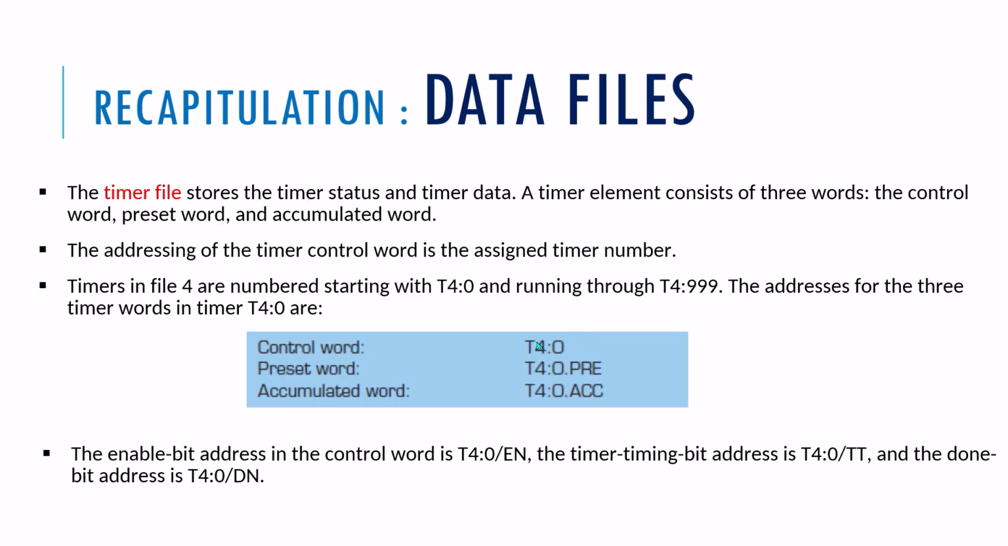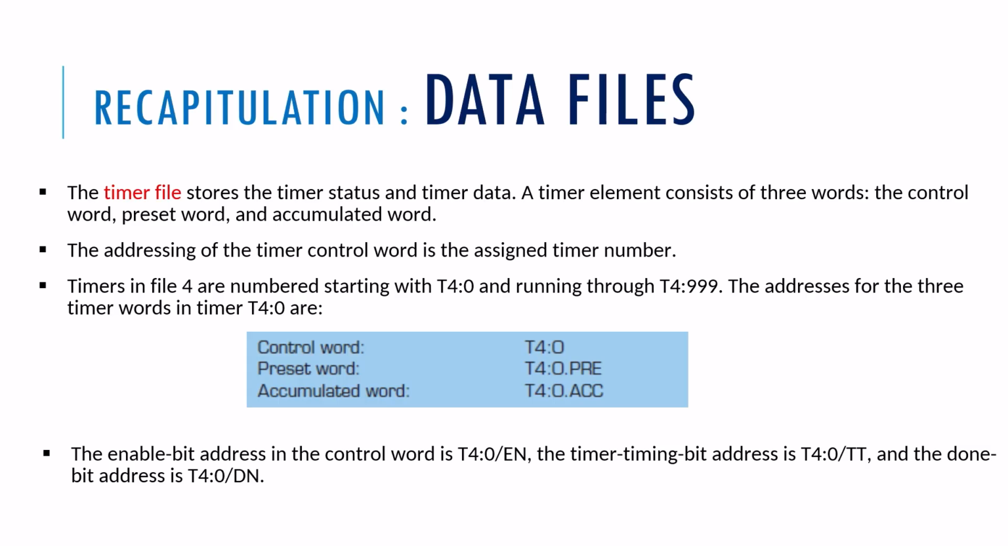So this is a 3-word address. The entire data file has three words, where the first word is the control word, which shows which timer it is. Next comes the address of the preset word, you can see it is T4:0.PRE, and finally the accumulated word, that is T4:0.ACC. Now what do the accumulated word and the preset word mean?